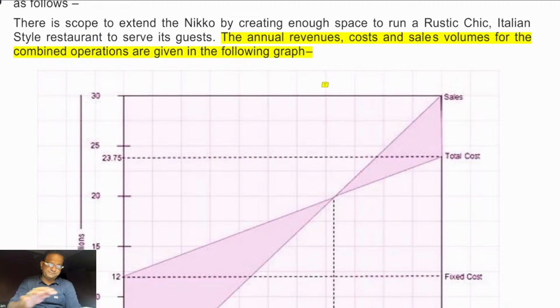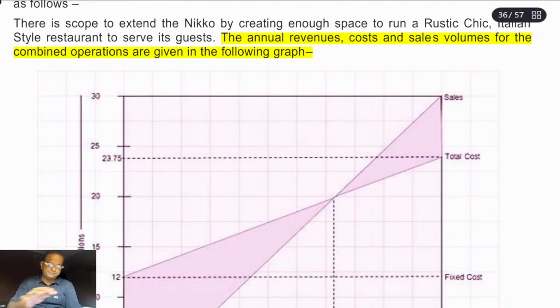The second option is do not close down the quarter 2. Continue throughout the year and open an Italian style restaurant that will be operational for the complete year. And the important words are all the revenue, all the cost, all the volume are given annually. The word annual is given, and importantly, for the combined operation.